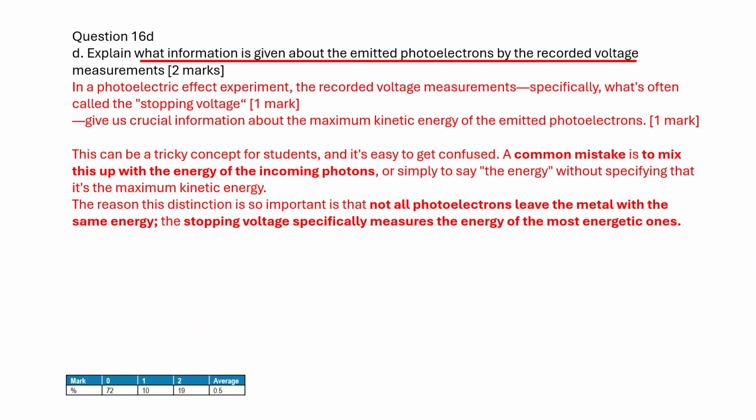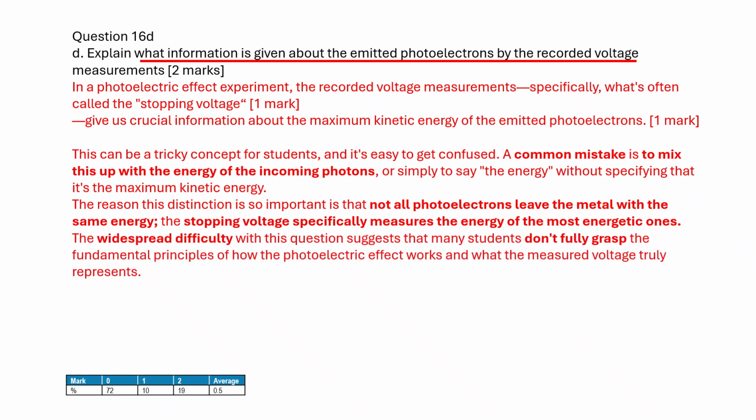The reason this distinction is so important is that not all photoelectrons leave the metal with the same energy. The stopping voltage specifically measures the energy of the most energetic ones. The widespread difficulty with this question suggests that many students don't fully grasp the fundamental principles of how the photoelectric effect works, and what the measured voltage truly represents.